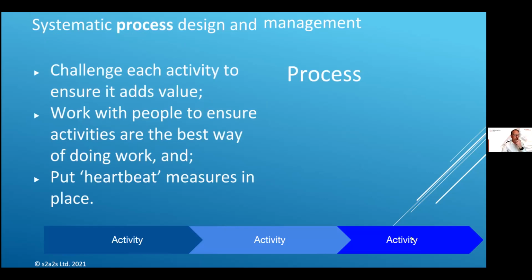So the second P is systematic process design and management. The idea here is that as quality professionals, we're there to ensure that the processes in place are robust. We're there to challenge the activity within the process to see that each activity adds value and manages risk. We work with the people to ensure that they are operating to those processes. And we look to see that the process measures are giving us that feedback to say that the process is working well.